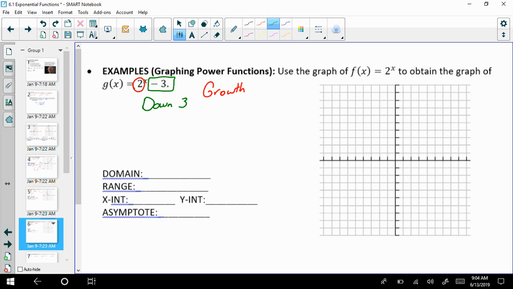Let's think about this. If the whole graph is going to move down 3, then my asymptote, instead of being at 0, it's now going to be down at -3 because the entire graph is moving down 3. So now it's going to be at y equals -3.